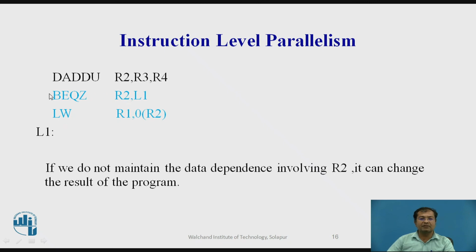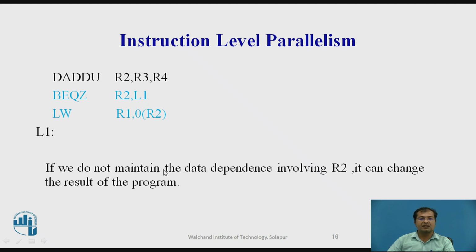For example, the addition of R3 and R4 is stored in R2. Then branch if equal to 0, R2, goes to L1. So what about the third instruction, LW R1, 0 of R2? If this condition is true, it will take the branch and skip this. So if we do not maintain the data dependency involving R2, it can change the result.